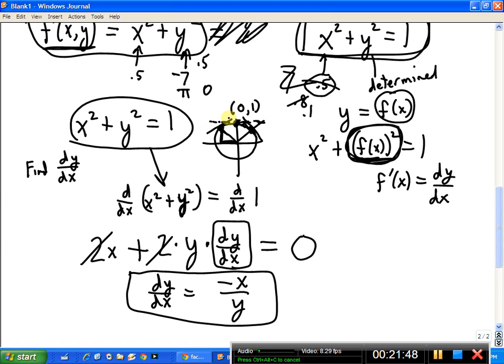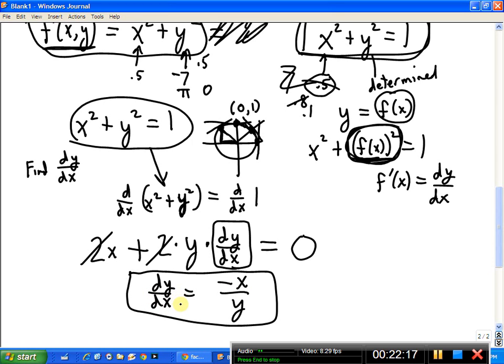You can also see that it is going to give me the 0 that I wanted here, because the x is 0 and the y is 1. That's not a problem. That gives you 0. If you go out here to the right, the tangent line will be vertical. That's bad news. Vertical lines don't have slope. And in fact, here you would have y equals 0 in the denominator. So this makes perfectly good sense.